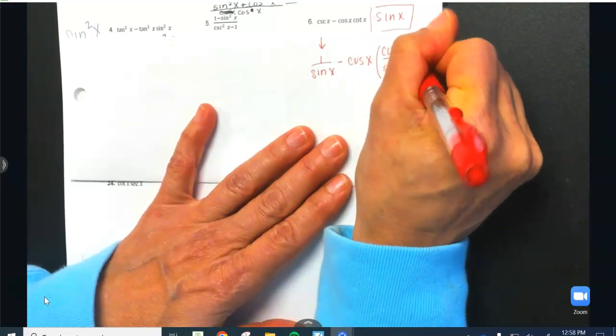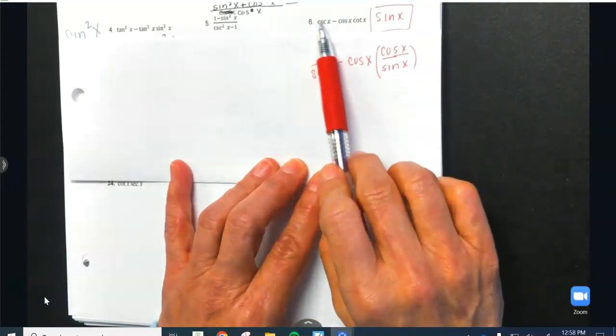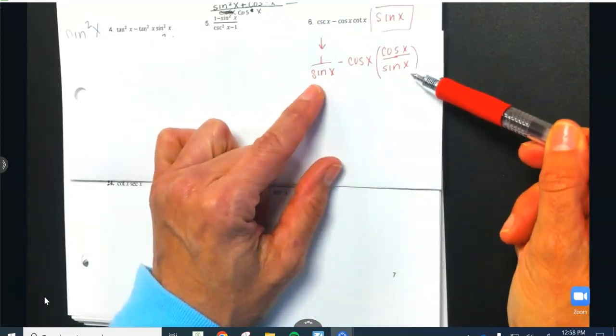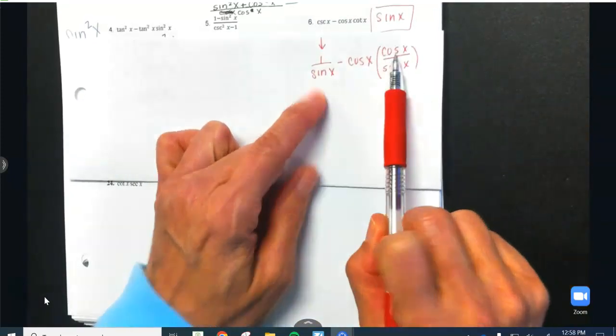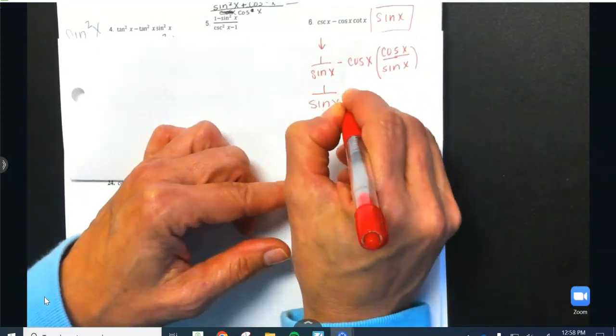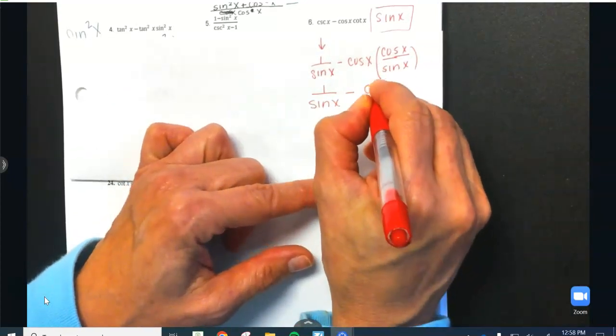And you know what? This is a good plan. I like this. I was just kind of brainstorming, and I like what I wrote because I went from 3 different trig functions to just 2. I'm going to keep going. I'm going to clean this up, see what happens. So 1 over sine x. Remember, cosine times cosine is cosine squared x.